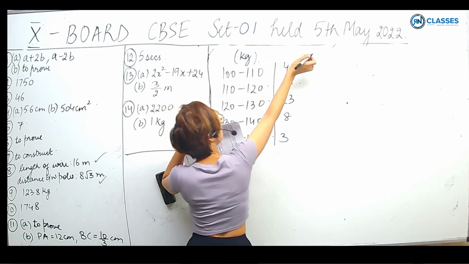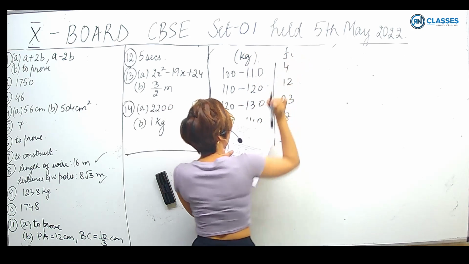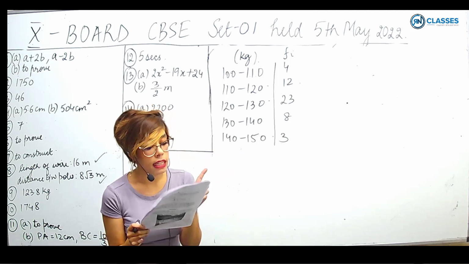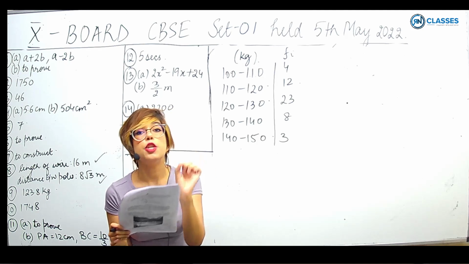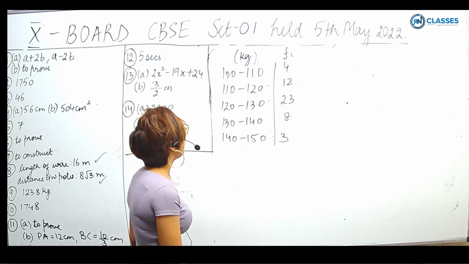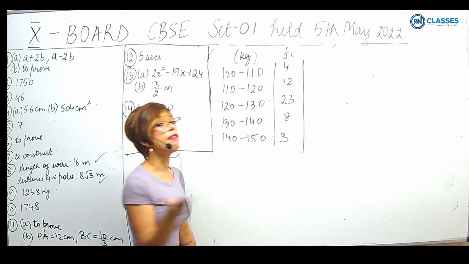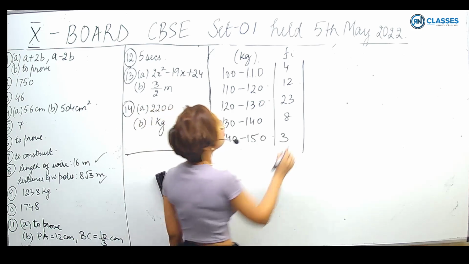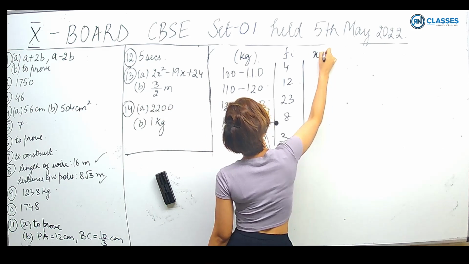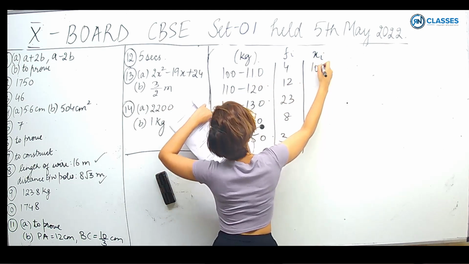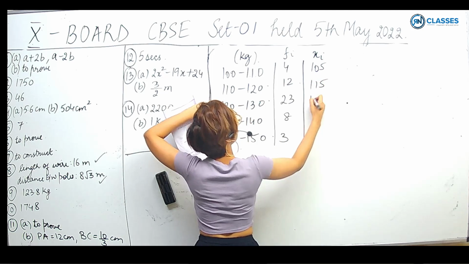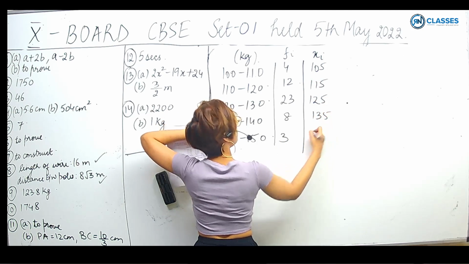And this is the number of animals, so basically frequency. I need to find the mean weight in kg using the assumed mean method. Right, first of all, this is my class interval. I need to have a class mark, that means I need to have my xi. So xi is 105, here 115, 125, 135, 145.